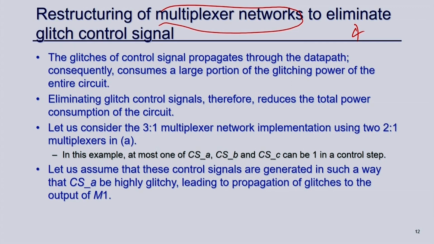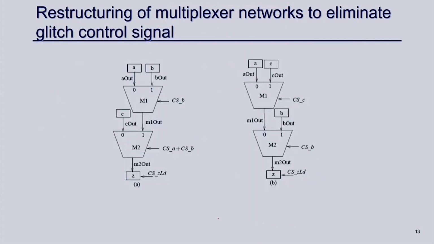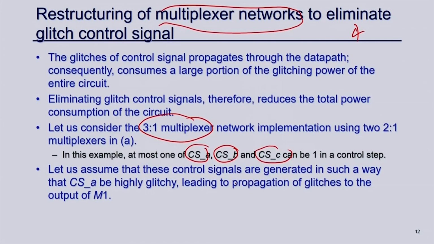So, here is an example. Suppose I want to implement a 3:1 multiplexer, right, and I have 3 control signals CS A, B and C. So, this is selecting between A, B, C. I have inputs A, B, C, I am going to select one of them, and I have 3 control signals CS A, CS B and CS C, of which at a time at most one will be 1, because I want to select one of them.